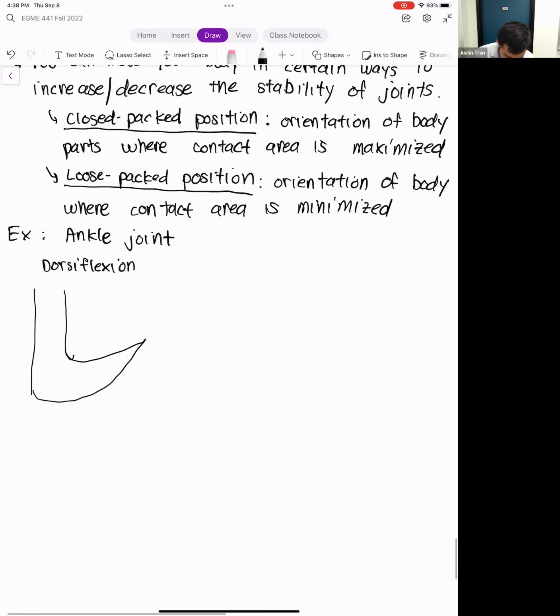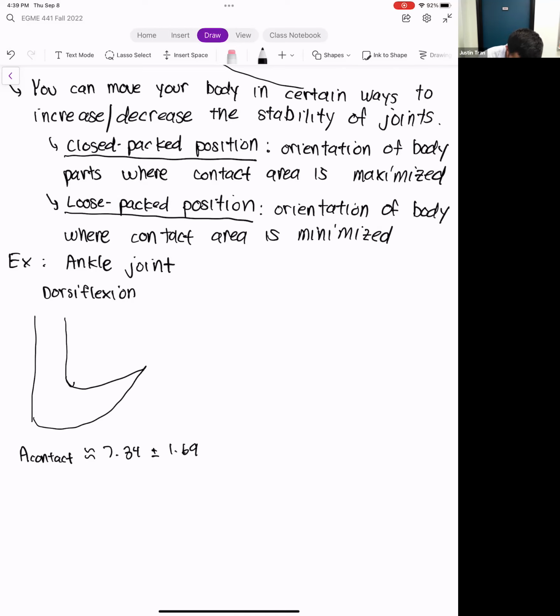Looks like an elf shoe. Okay. And so in this position, scientists did some studies about what the average area of contact is. Okay. And so on average, when your foot is in the dorsiflexion position, your contact area is about 7.34 plus or minus 1.69 centimeters squared. Okay.